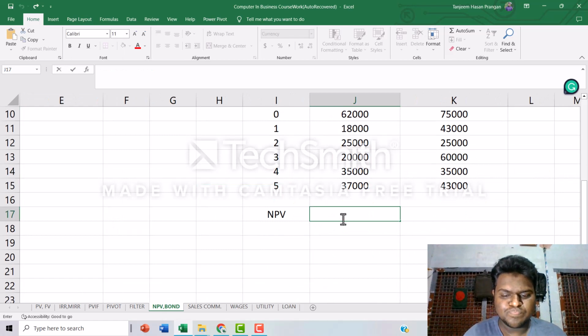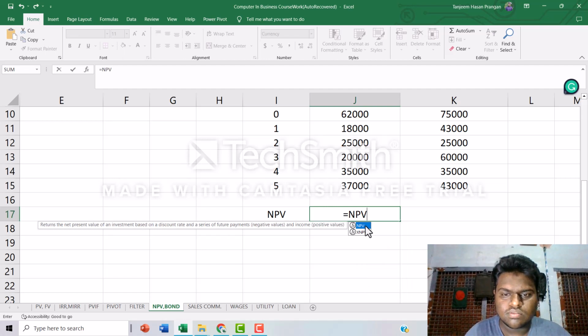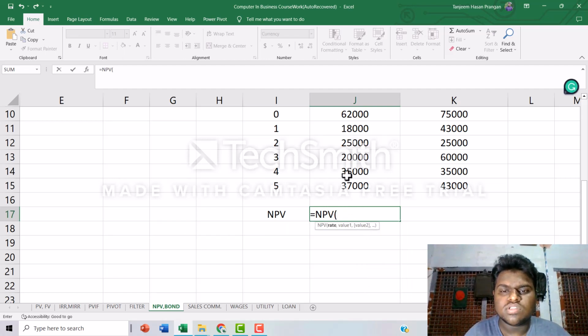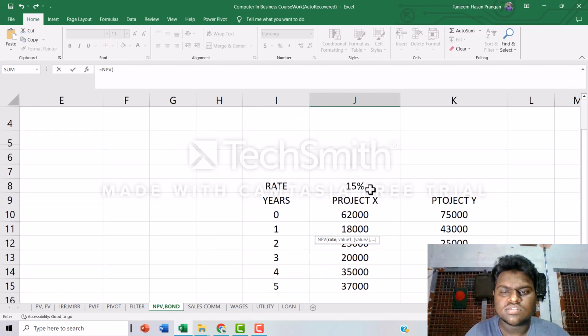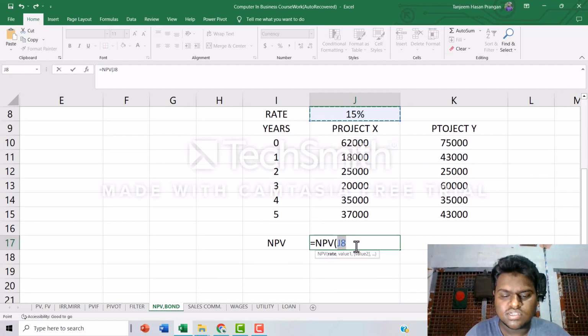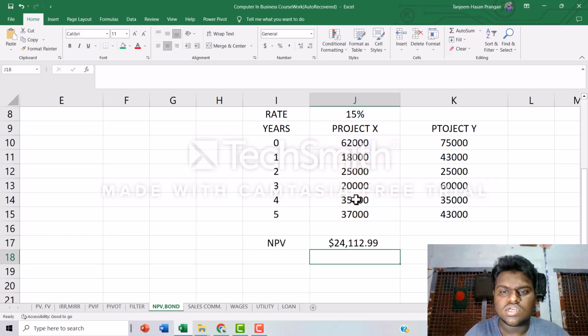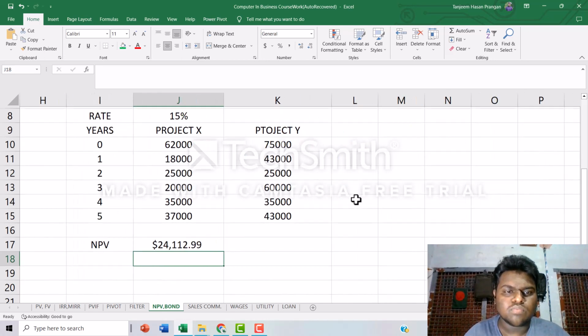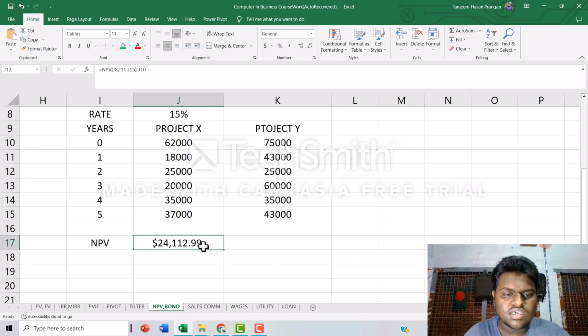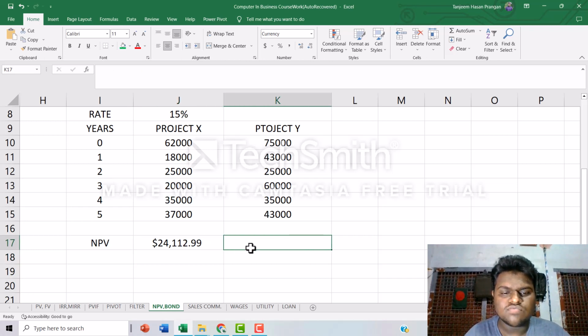We have to put the formula first, which is NPV. Then we have to put the rate. So the rate is 15% that we have selected. Then all the values, closing the bracket. Then we have to minus the initial investment. So the net present value of project X is this.